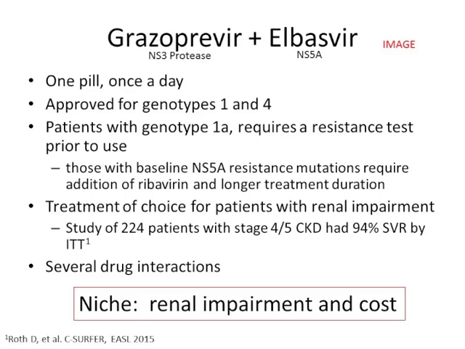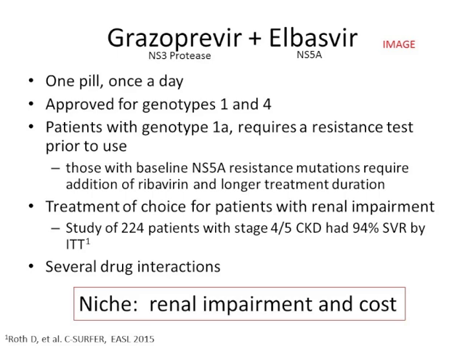And the niche for this therapy really is in renal impairment. Neither elbasvir nor grazoprevir have altered PK in individuals with impaired renal function. In fact, they've studied this in about 224 individuals with very advanced kidney disease, and it had a 94% SVR rate by intention to treat. So it looked really good. It was very well tolerated. So that is the niche for this treatment.